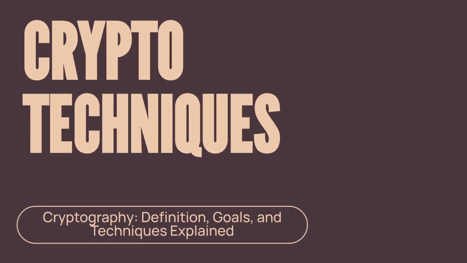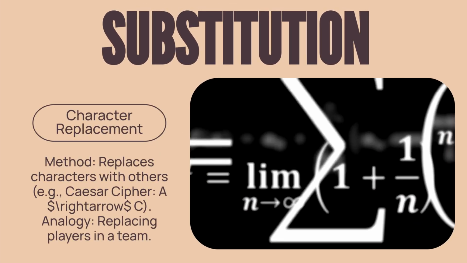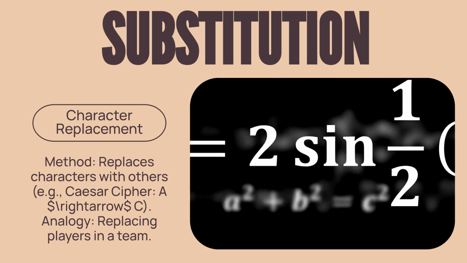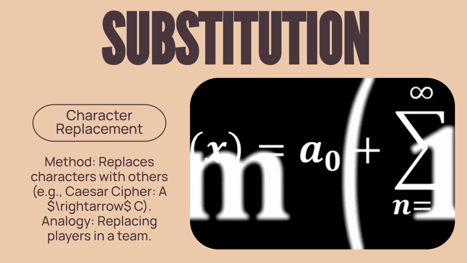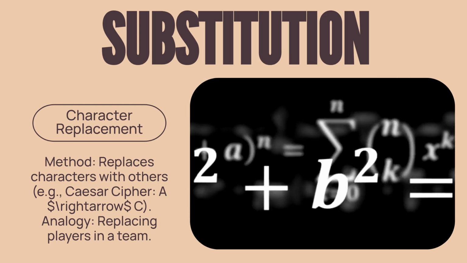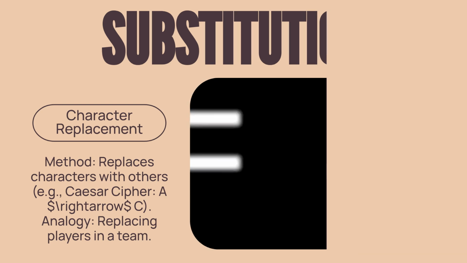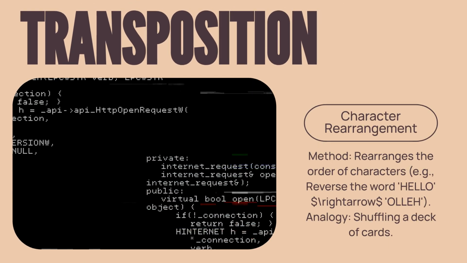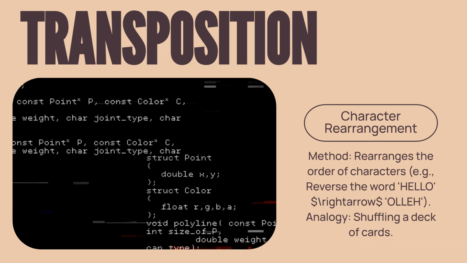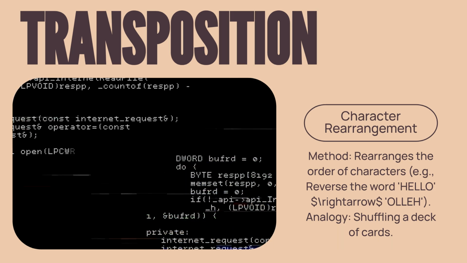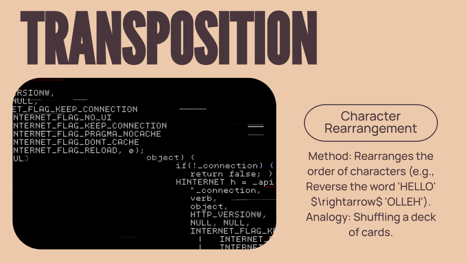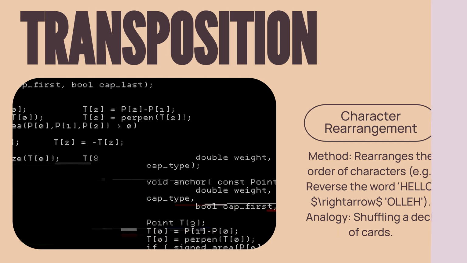Cryptography is classified based on the technique used to scramble the data and the number of keys involved. The substitution technique replaces characters with different characters. For example, the Caesar cipher shifts every letter by a fixed number, changing the identity of the characters. The transposition technique does not change the characters themselves, but rearranges their order. The letters are the same, but their position is different, like shuffling a deck of cards.